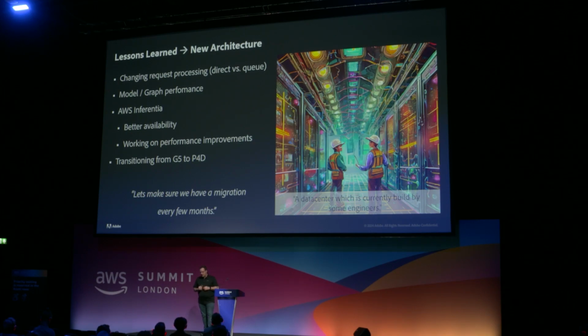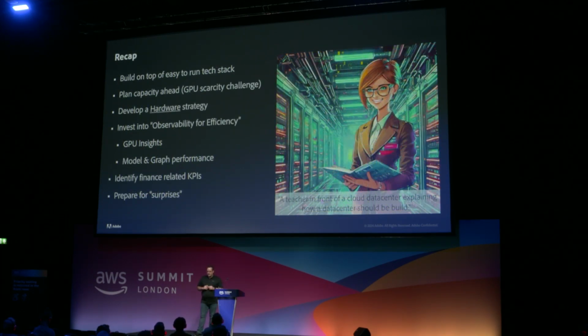So let's recap a bit. Build on top of an easy-to-use tech stack. And you're here today. You heard there's a lot of options. There's going to be the other talk later. There is a great tech stack for you available. You can use it, start building on top of it. But please go ahead and plan your capacity. The GPU scarcity is real, and it might hit you, especially if you have to rapidly scale up. It's not CPUs anymore. Develop a hardware strategy.